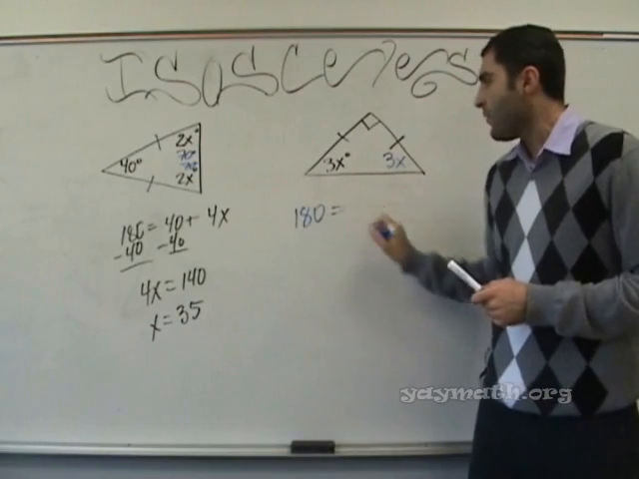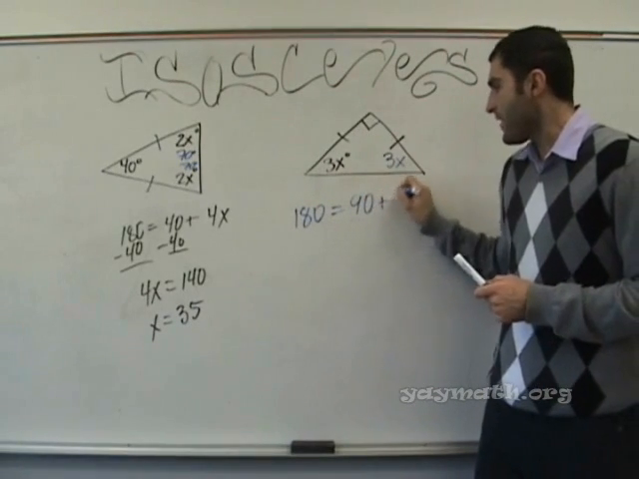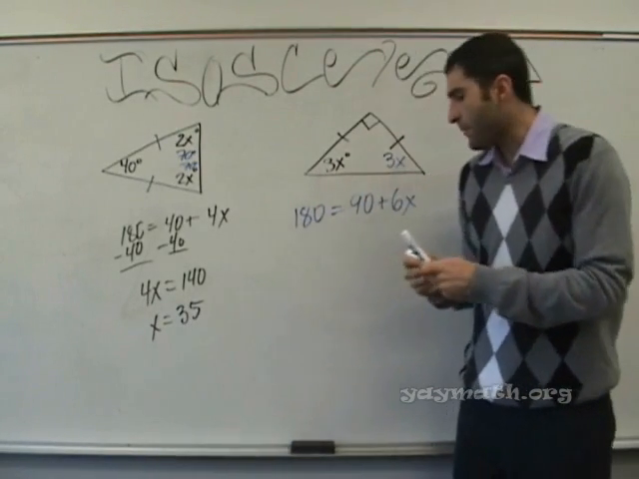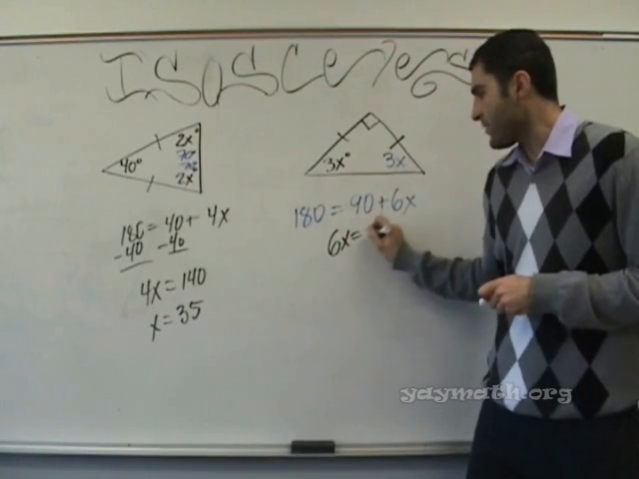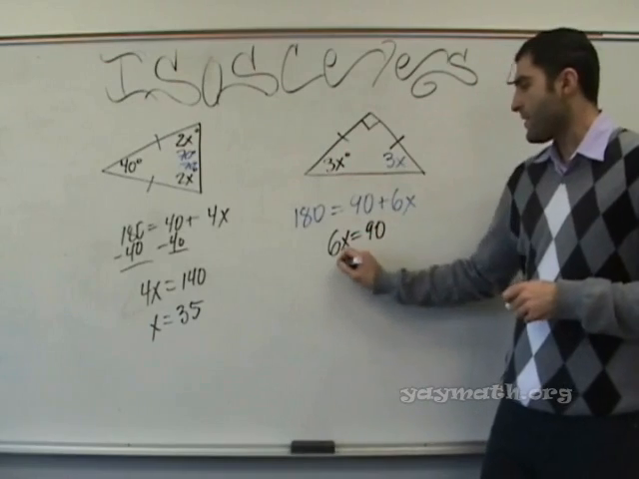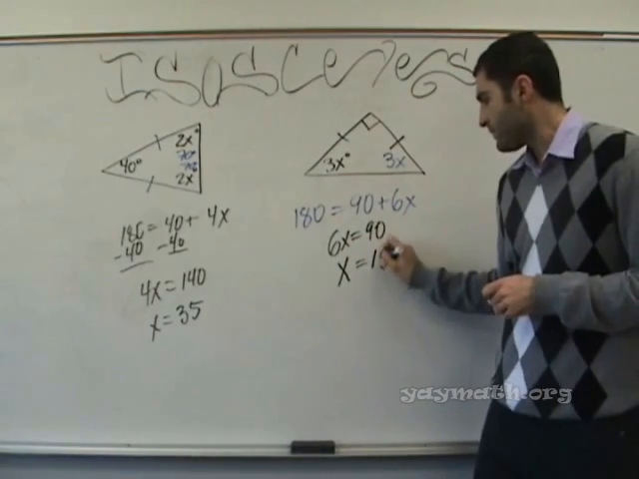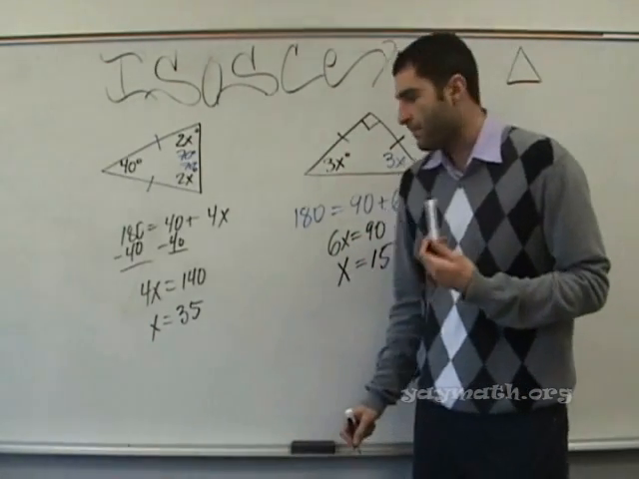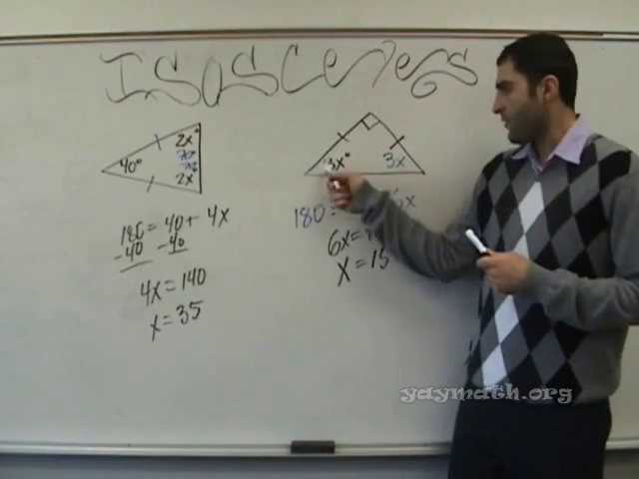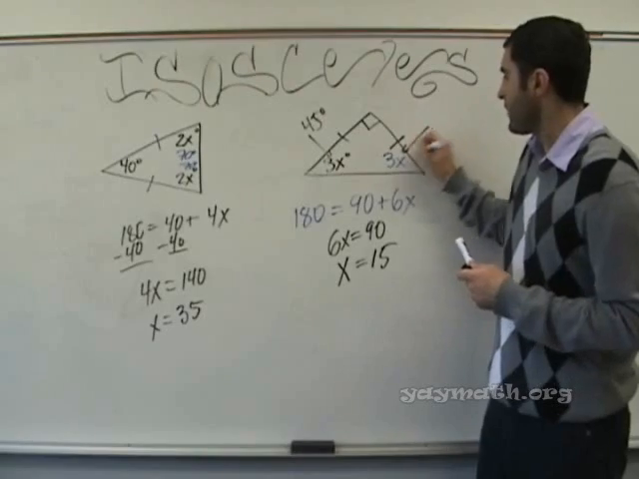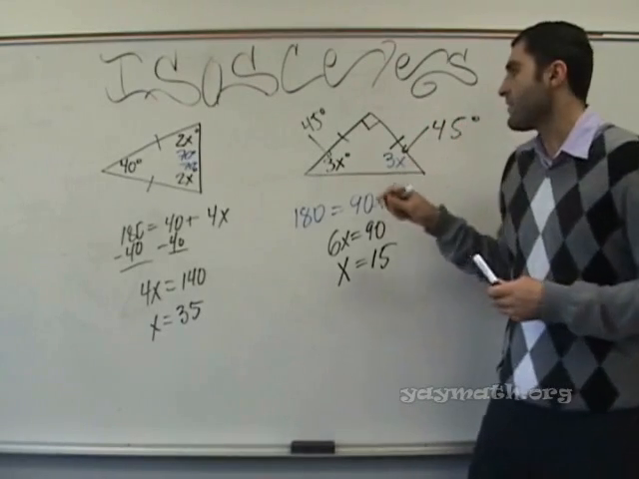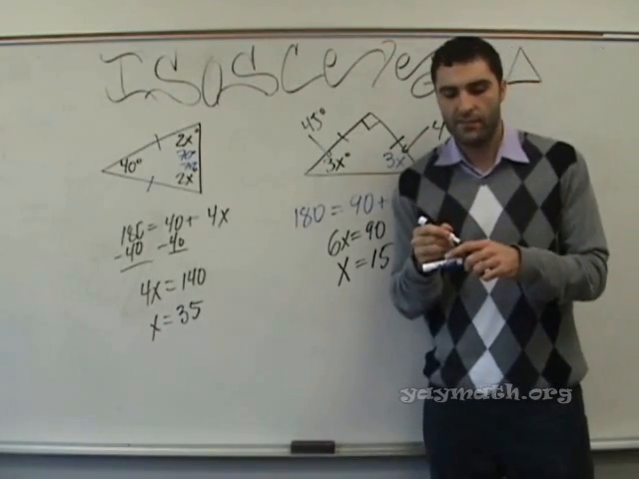Okay, so I know you know how to do this. We'll go through it. 180 equals 90 plus 6x. Then we can solve: minus 90 on both sides, 6x equals 90. Divide both sides by 6, x equals 15. Then we can plug it in. If x equals 15, 3 times 15 is 45. This is a 45, 45, 90 triangle.